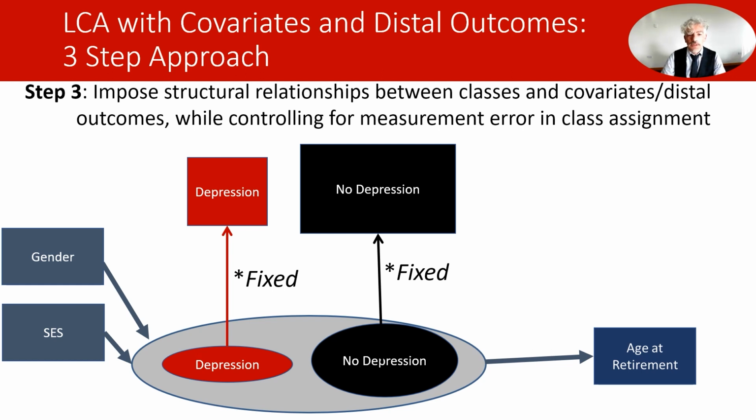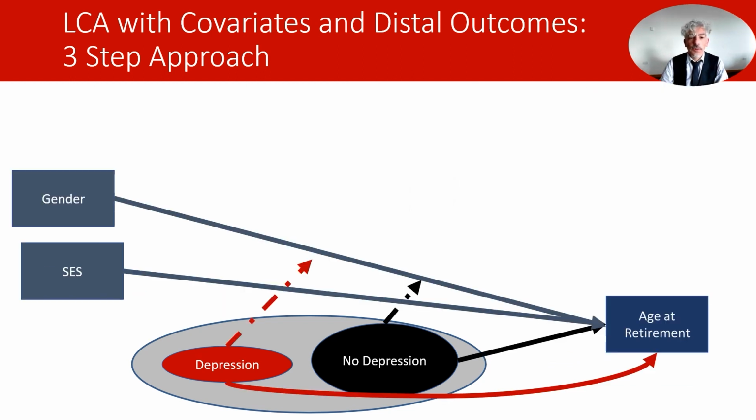So the three-step approach really separates the step of assessing the measurement model from the step of adding covariates and distal outcomes, and allows us to run more complex models without re-estimating that measurement model. This also allows us to test other types of models, for example, moderation models, where we may assume that the latent classes moderate the association between, say, sociodemographic variables and age of retirement.